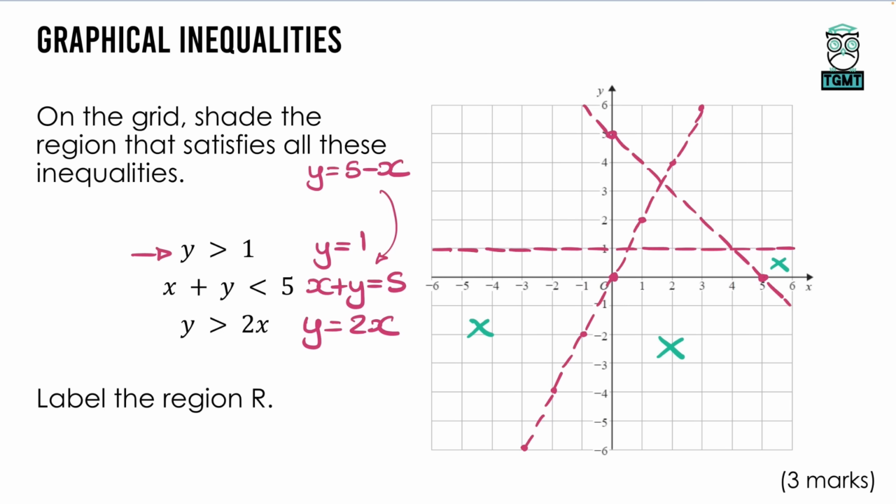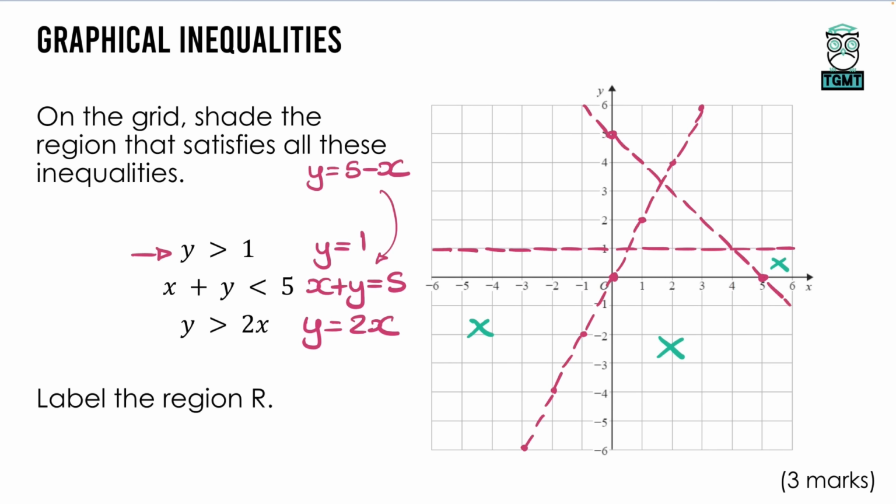So I've cancelled off most of them already. I just need to look at the ones above. Now the next ones are relatively difficult to sort of very quickly or visually see whether it's above or below because they're slanted lines. So I tend to just pick a coordinate now.